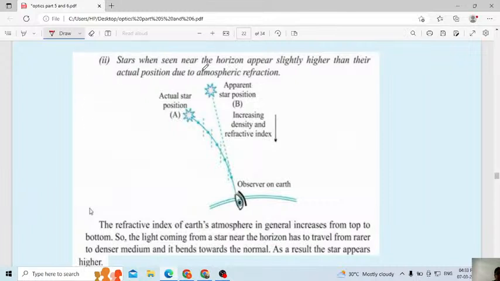A star, when seen near the horizon, appears to be slightly higher than the actual position due to atmospheric refraction. Normally when you see the star exactly at the horizon, the actual position of the star is this one. This is the apparent position of the star. The star will appear a little raised up.